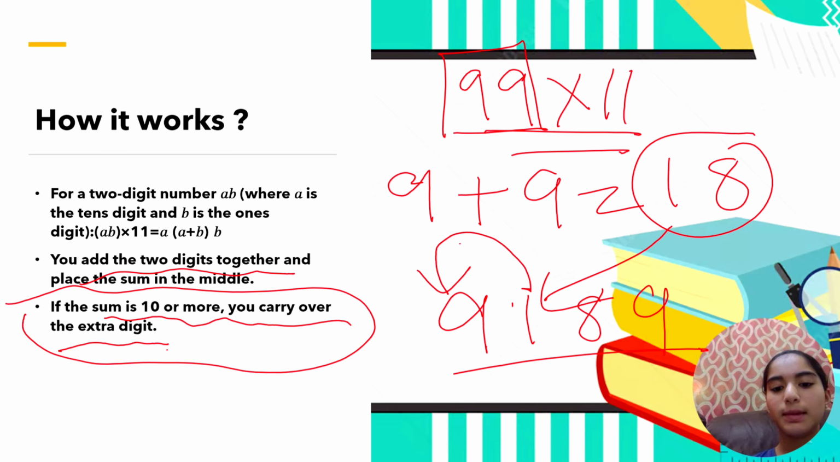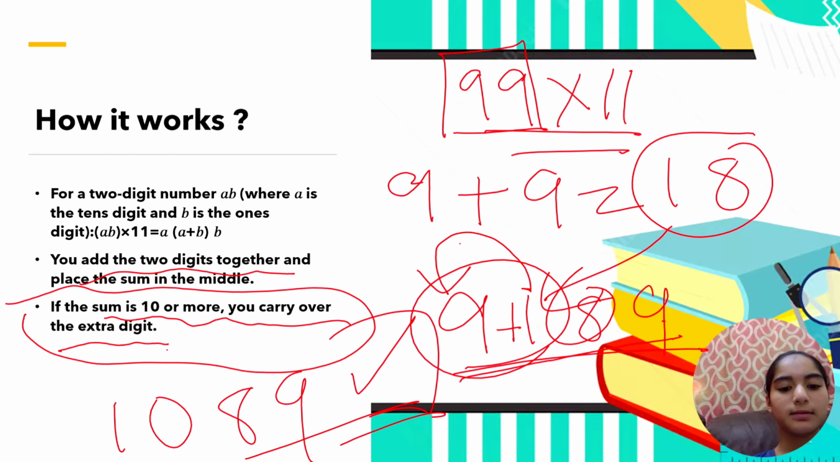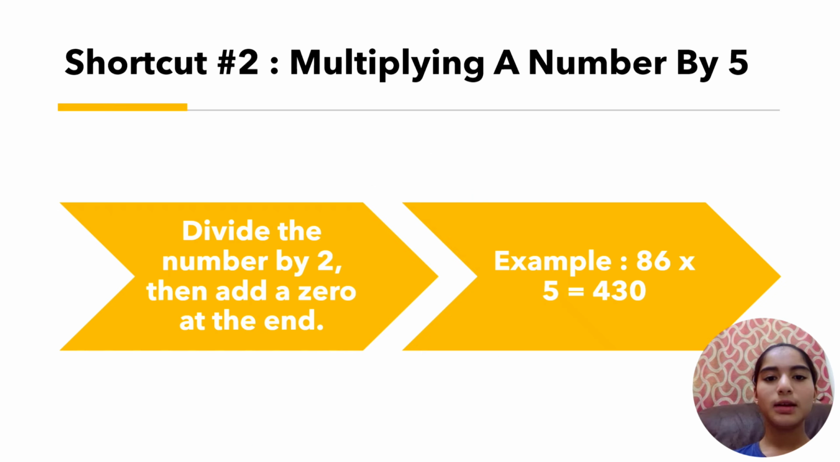So let me add it and let's find the real answer in the end. So this one becomes 9, 8. Now let me add these two. 9 plus 1 is 10. 1089 will be the answer. When you do the real multiplication method, this will be correct. Finally, we have completed the first shortcut. Now, let's move on to the second one.